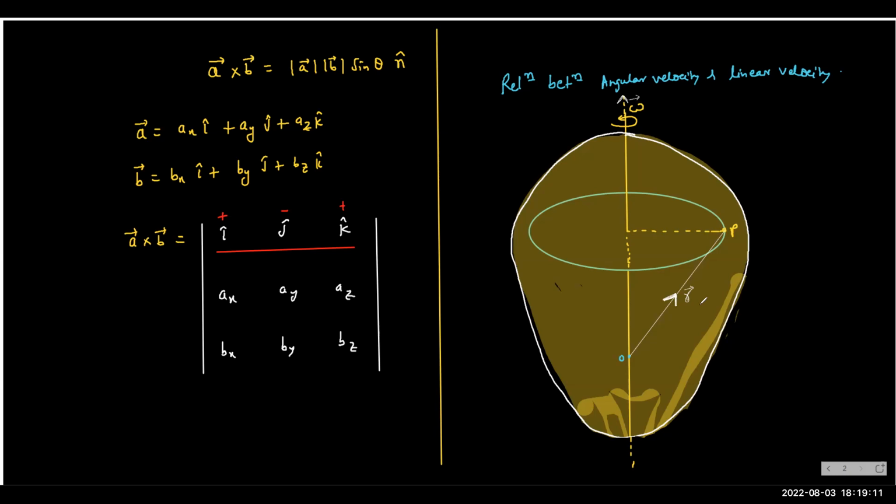And the answer is pretty simple. You just choose a random point on the axis, join it with the point whose velocity you are trying to determine. And then the velocity of the point P we can write as omega cross R vector.